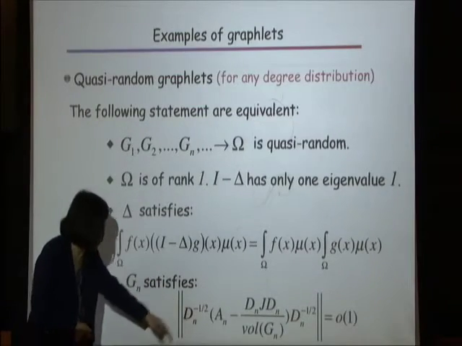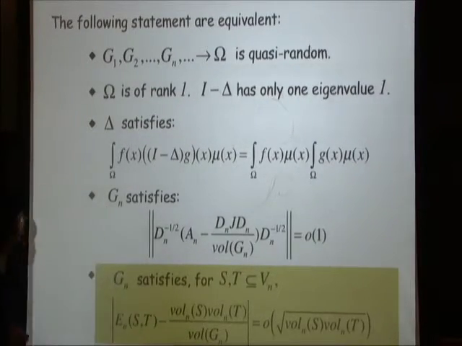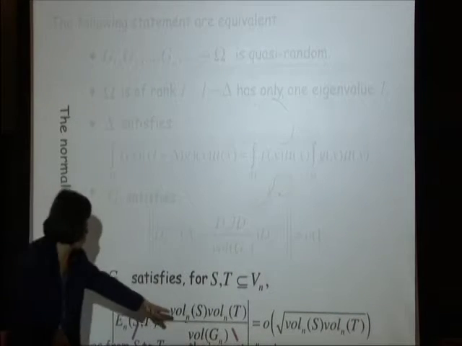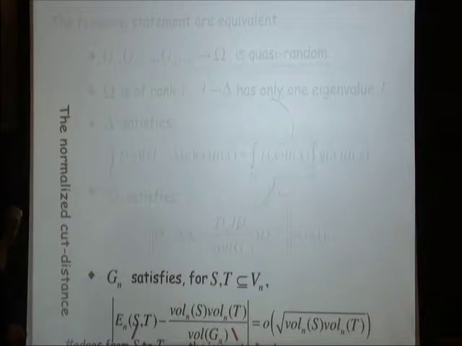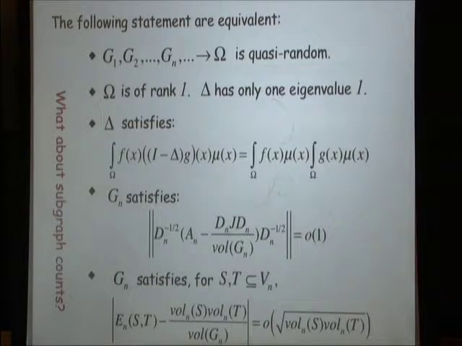So this is more familiar. This one is the cut norm, the generalized cut norm. So this is the expected value for close to randomness. And it generalizes very easily to all general graphs with any given degree distribution.